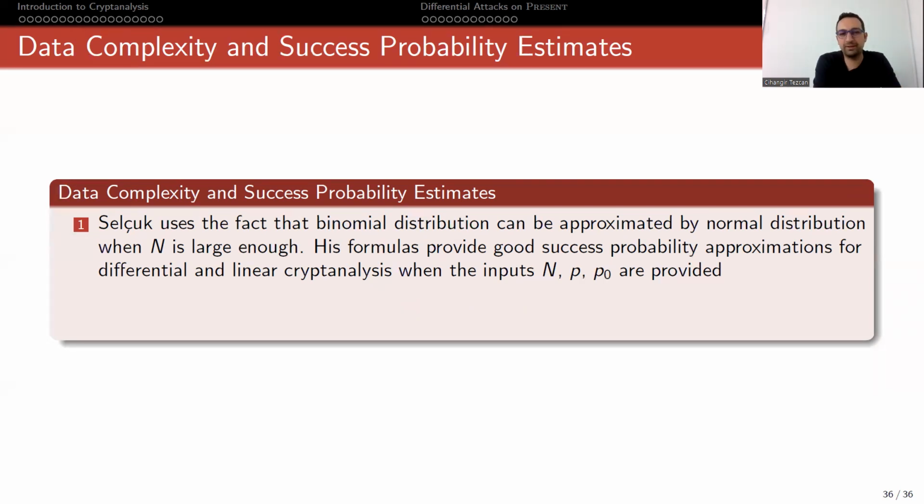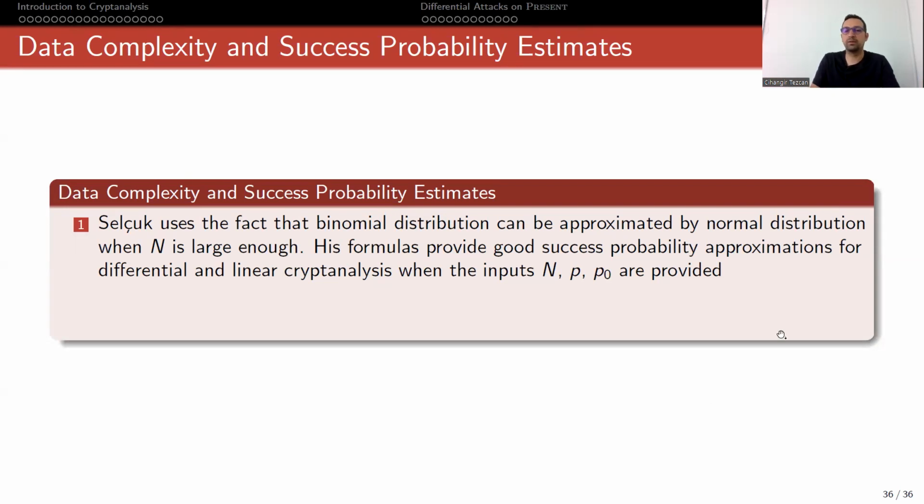Alaaddin Selçuk used the fact that a binomial distribution can be approximated by a normal distribution when n is large enough. His formulas provide good success probability approximations for differential and linear cryptanalysis when you provide the inputs n, p0, and p. So in many cryptanalysis papers, you can see that they cite Alaaddin Selçuk's paper, saying that we chose n like this, P and P0 come from the distinguisher, and Selçuk's formula says that it works with a success probability of 93% or something.